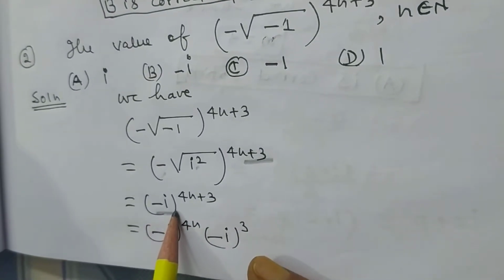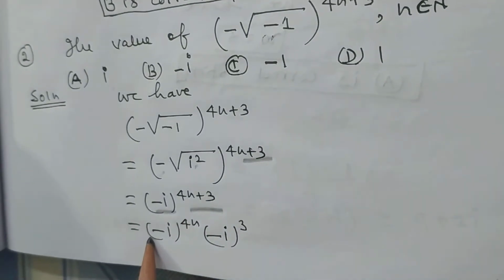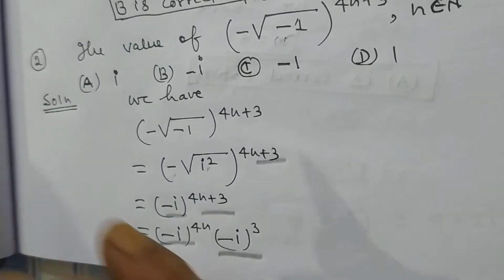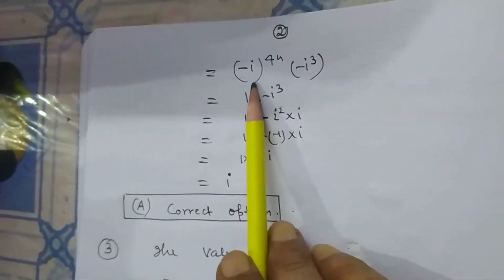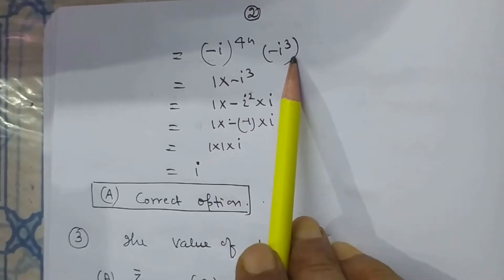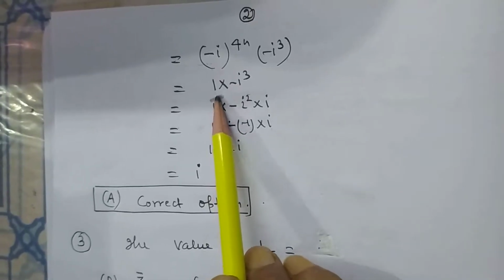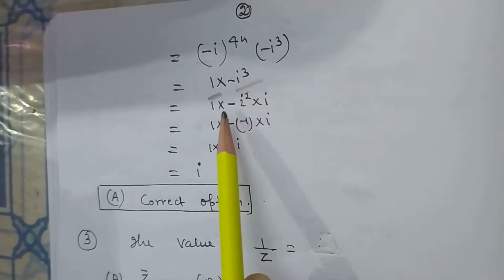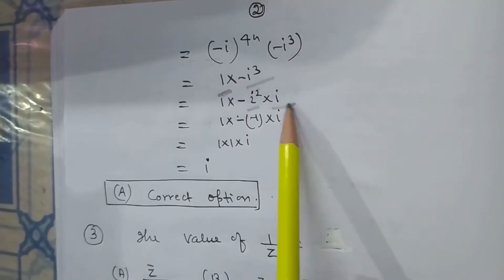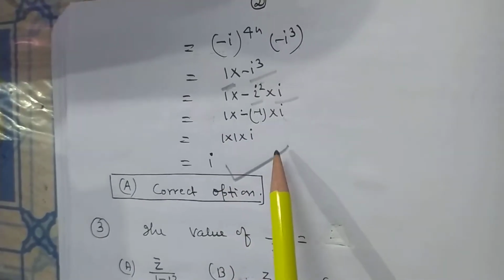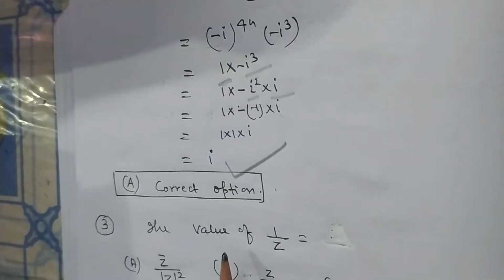And it will be minus i to the power 4n plus 3. And it will be minus i to the power 4n into minus i to the power cube. Minus i to the power 4n is equal to 1. So it will be minus i cube, 1 minus i square into i, 1 minus minus 1 into i. So it will be i. So A is the correct option.